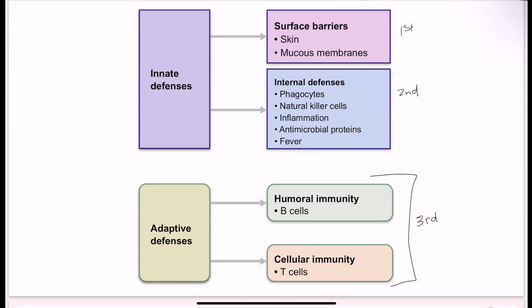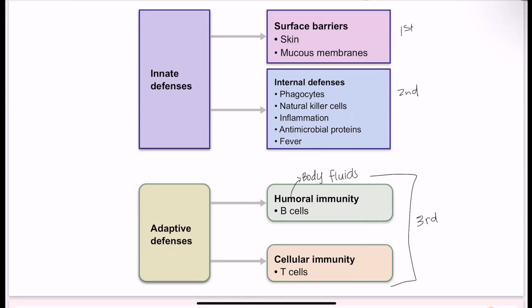The innate system is great because it's always good to go, but the adaptive defenses require priming or being introduced to the thing first. And there's two branches of the adaptive system. There's the humoral side and the cellular side. The humoral immunity refers to the body's humors, which is an old-timey word for body fluids. Things like the blood, the lymph.